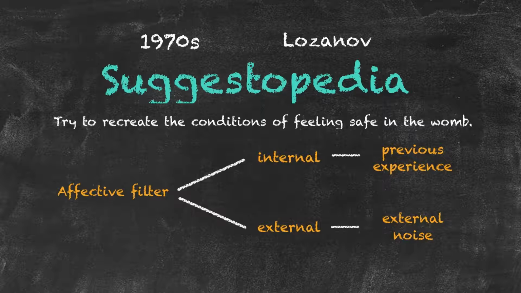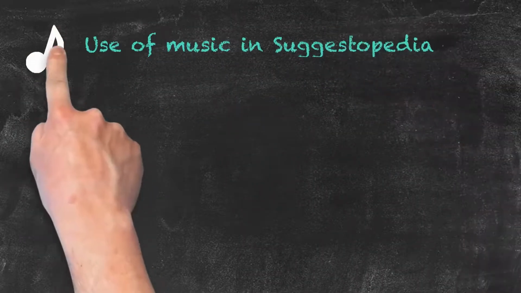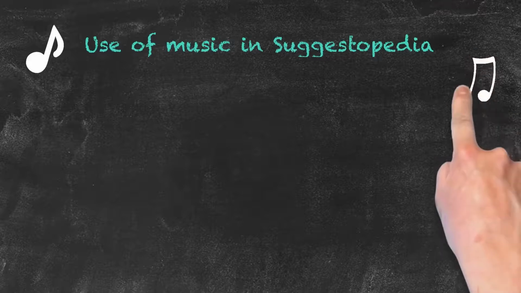So how do we actually go about teaching in this situation? Well, what we try to do is first of all reduce the affective filter through the internal and external factors down to its lowest value. So our students are made to feel comfortable, first of all, and then we have the use of music. The use of music in Suggestopedia is in different forms depending on which part of the lesson that we're in.